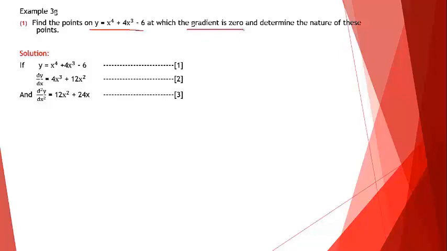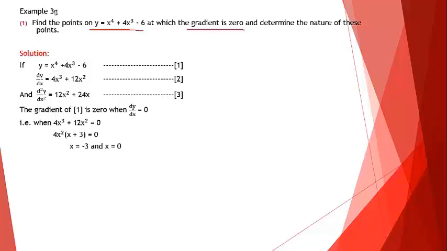So the gradient of the curve equals 0 when dy by dx equals 0. So that is when 4x cubed plus 12x square equals 0. Now finding the roots of this equation, we get x equals -3 and x equals 0. So the gradient becomes 0 at 2 points where x equals -3 and x equals 0. So when x equals -3, dy by dx equals 0.